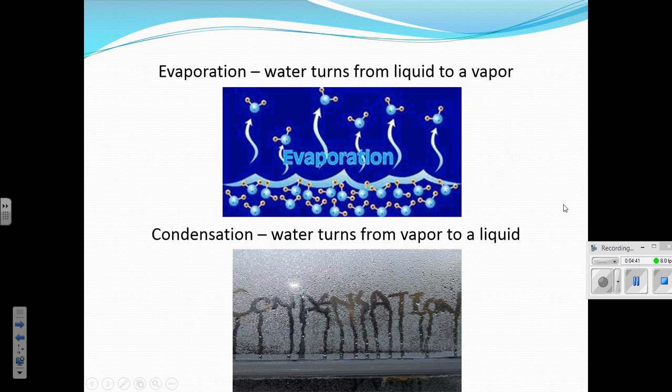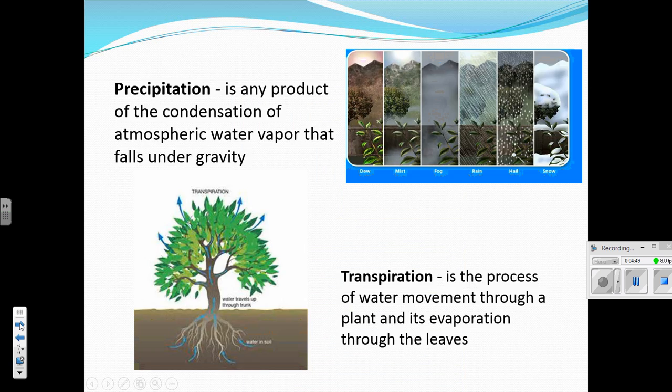When that vapor reaches the upper layers of the atmosphere where it's really cold, that turns back into a liquid, and that's called condensation, and that begins to form our clouds. When that water gets heavy enough, it's going to fall to earth, and that's called precipitation. And it comes in many different forms depending on the temperature at the time.